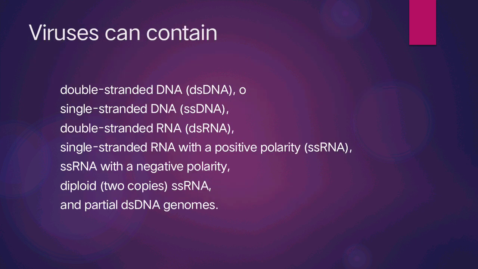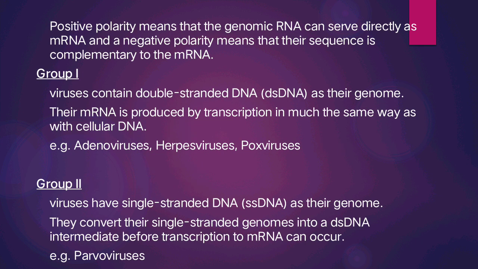Viruses can contain double stranded DNA, single stranded DNA, double stranded RNA, single stranded RNA with a positive polarity, ssRNA with negative polarity, diploid two-copy ssRNA, and partial dsDNA genome. Positive polarity means that the genomic RNA can serve directly as mRNA, and a negative polarity means that the genome is complementary to the mRNA.